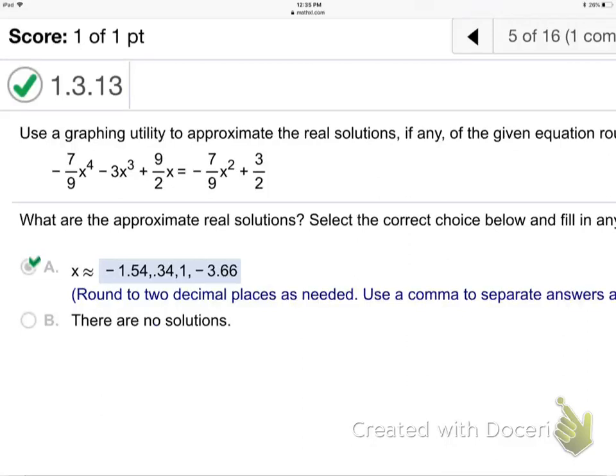Let's try. I've already got the answers there for you. So let y1 be the left side, which is this. And let y2 be the right side, which is that. Then go through those steps, you know.